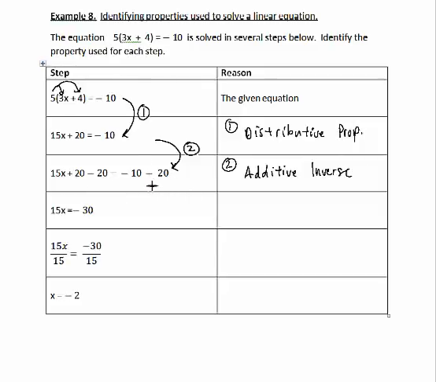Okay, from this equation to that one is our third step. What property was applied? Well, the 20's canceled. Negative 20 plus a 20 is 0. Okay, and so this was a 15x plus 0, and we wrote it as a 15x. So we would call this the additive identity property.